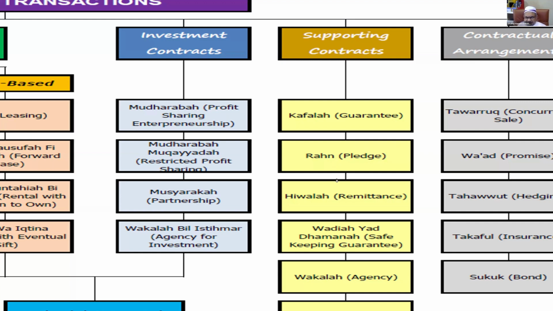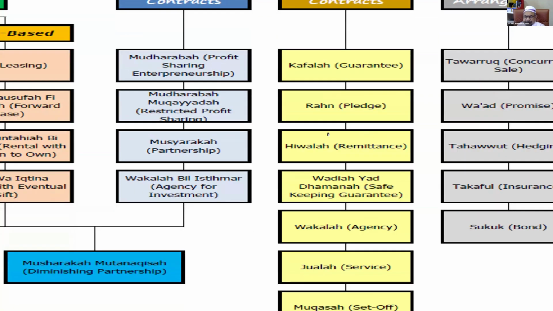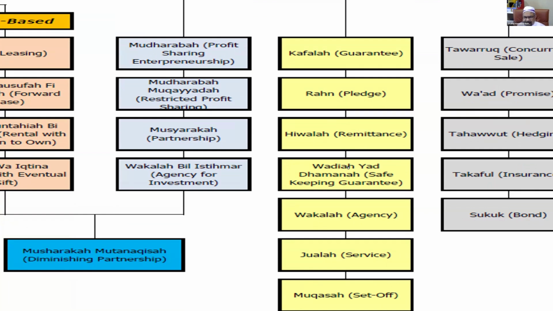Hiwala is remittance. That means, let's say you remit money to another country, another person, that's Hiwala. And then Wadiya Damana is safekeeping with guarantee. Damana is guarantee. That means the guarantee is that you will return the money or you will return the thing whenever they ask for it.